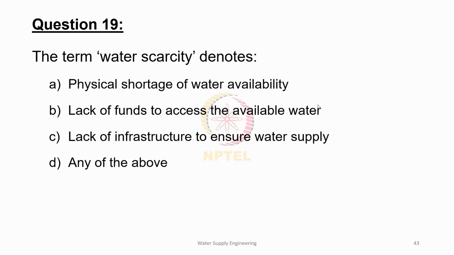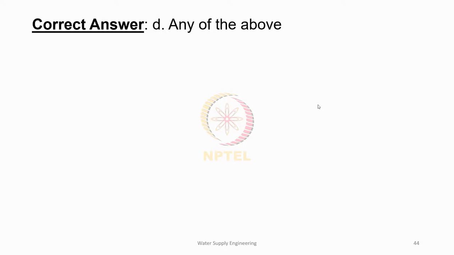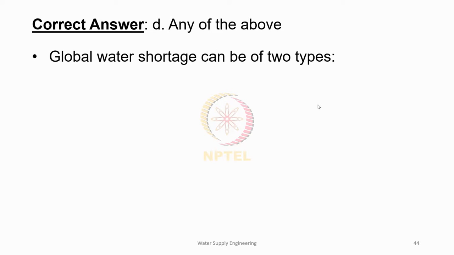Okay, I understand your concern. So let's see what the correct answer is and then let's discuss that. All right, so the correct answer is option D, that is any of the above. As Viresh had asked, we will see how it is possible for that option to be the correct answer.